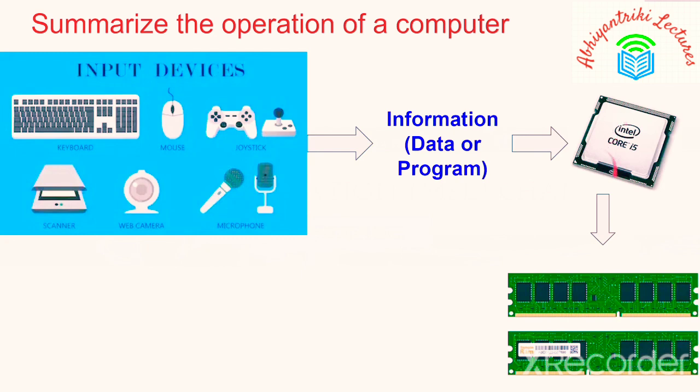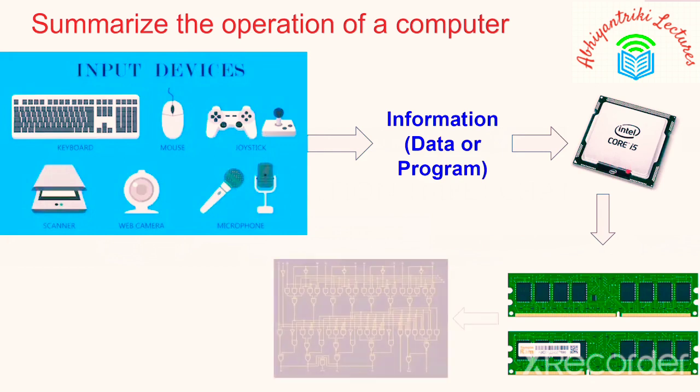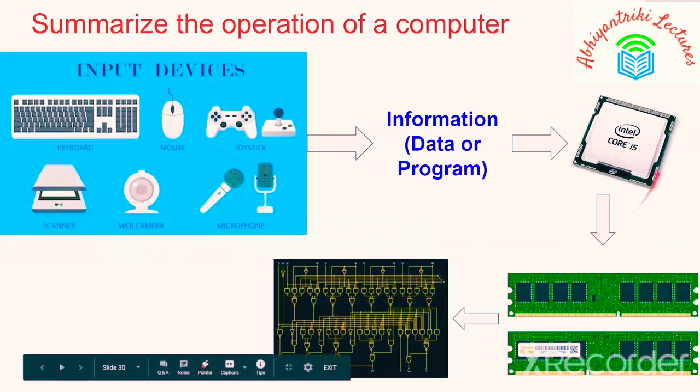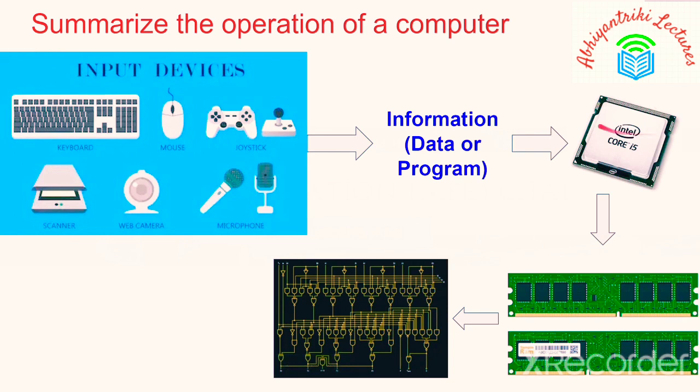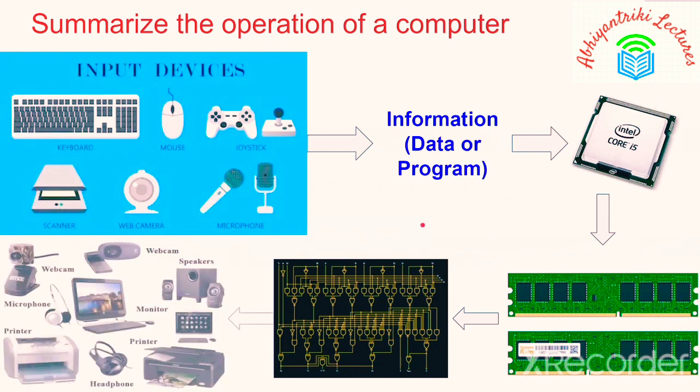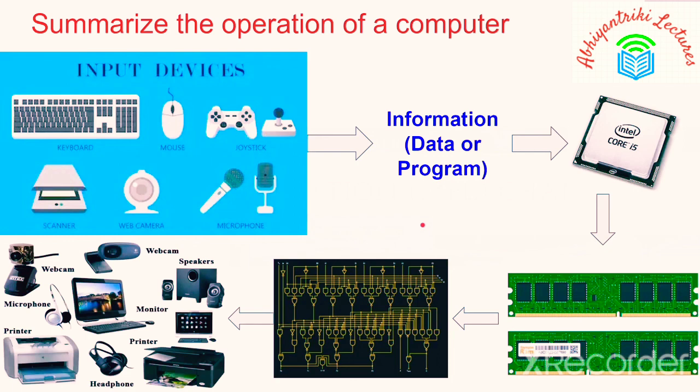And then what will happen? The ALU performs the addition, subtraction, multiplication and so on, and logical operations such as AND, OR, XOR, and sends the final result to the outside world. What are those output devices? Output units: printer, microphone, webcam, headphone, speakers. These are output devices. This entire operation is controlled by the control unit of a computer.